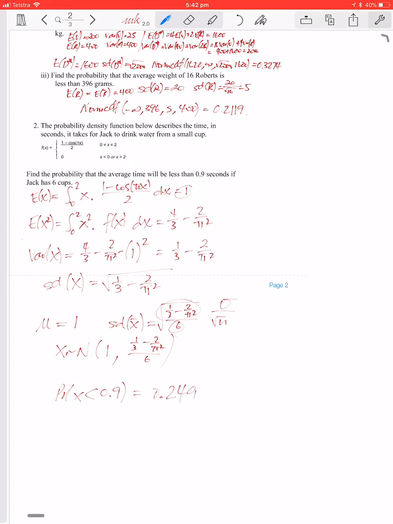So 0.2490. In this case, we're using a normal distribution to approximate a continuous function. And we get a 25% chance that the average time will be less than 0.9 seconds if he has 6 cups. And good luck on the exams.